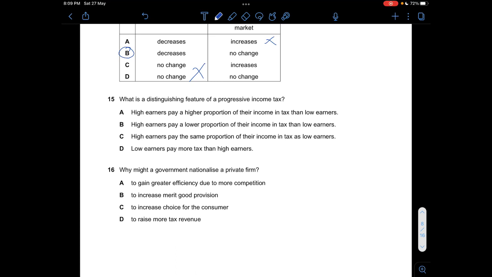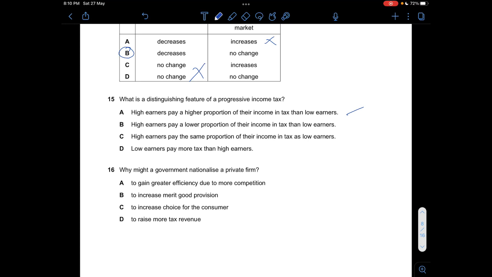Question 15, what is a distinguishing feature of a progressive income tax? A progressive income tax is when people from higher income groups pay tax that is much higher in proportion compared to people from the lower income groups. So let's see which one is the closest one. A says high earners pay a higher proportion of their income in tax than low earners, which is correct.